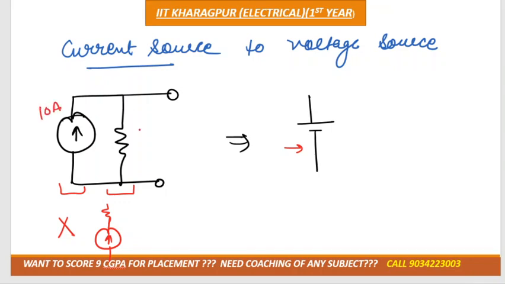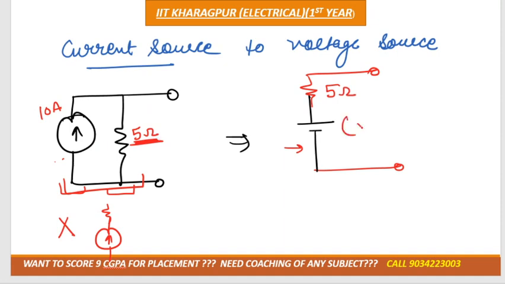Suppose we'll take some random value. This is 10 ampere and this is 5 ohm. We need to convert this source into the voltage source. So the resistance which is connected in parallel with the current source, same resistance is connected in series with the voltage source. Here 5 ohm is connected, here also 5 ohm is connected.